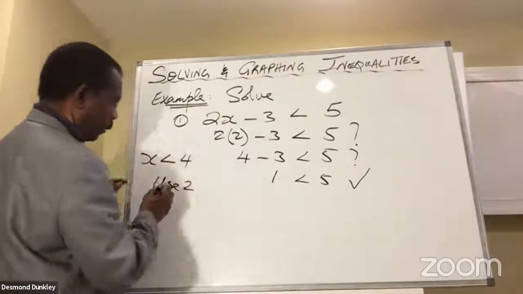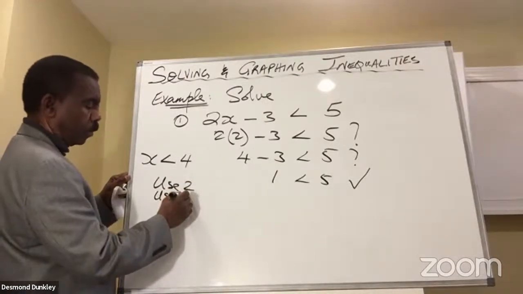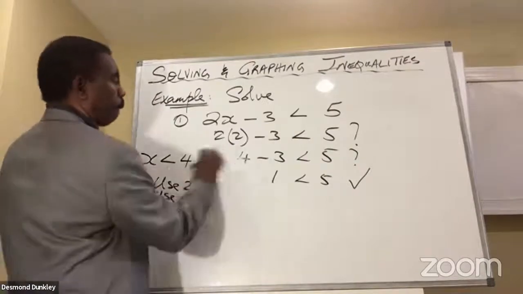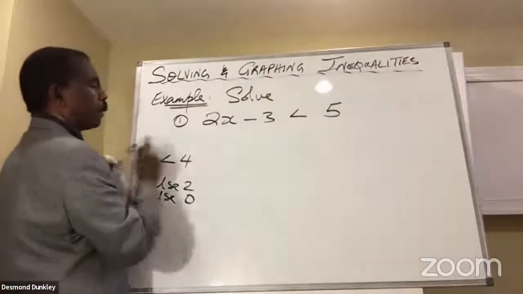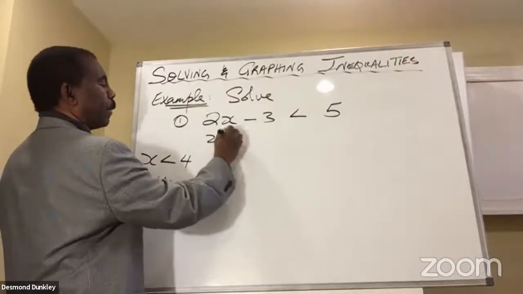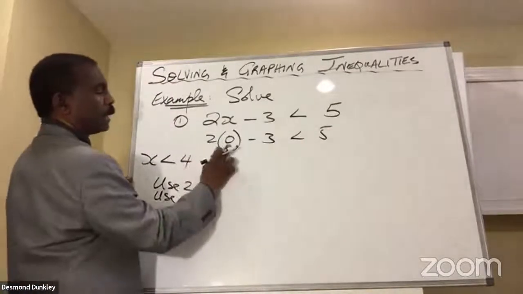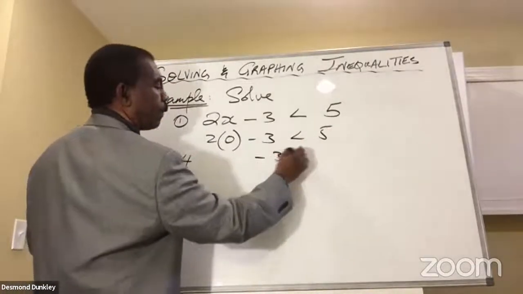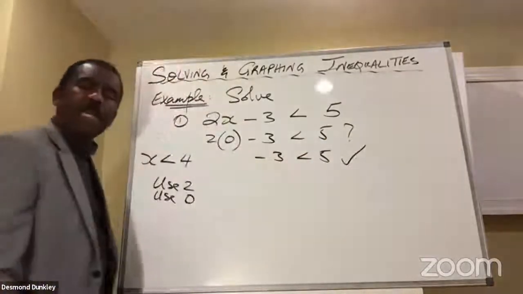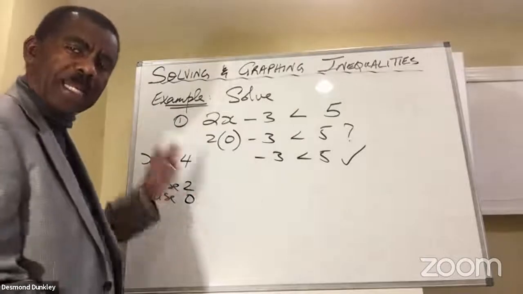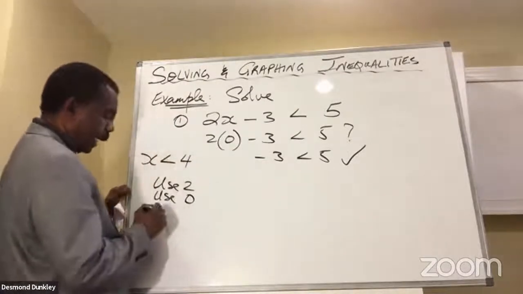Let's try another number. Use 0. So we see 2 times 0 minus 3. Is it less than 5? 2 times 0 is 0. Is negative 3 less than 5? And the answer is yes. Negative 3 is below 5. It's to the left of 5. So that's correct. It works. Okay?